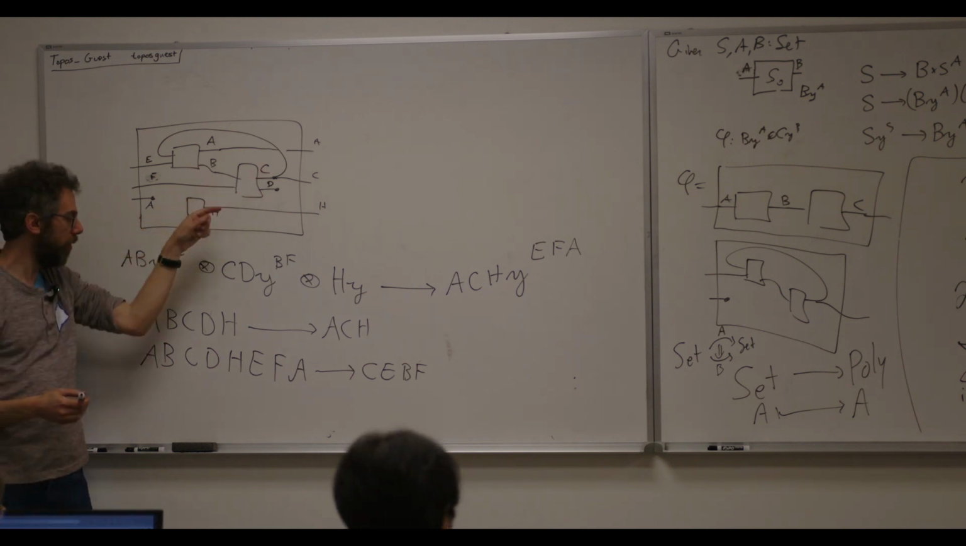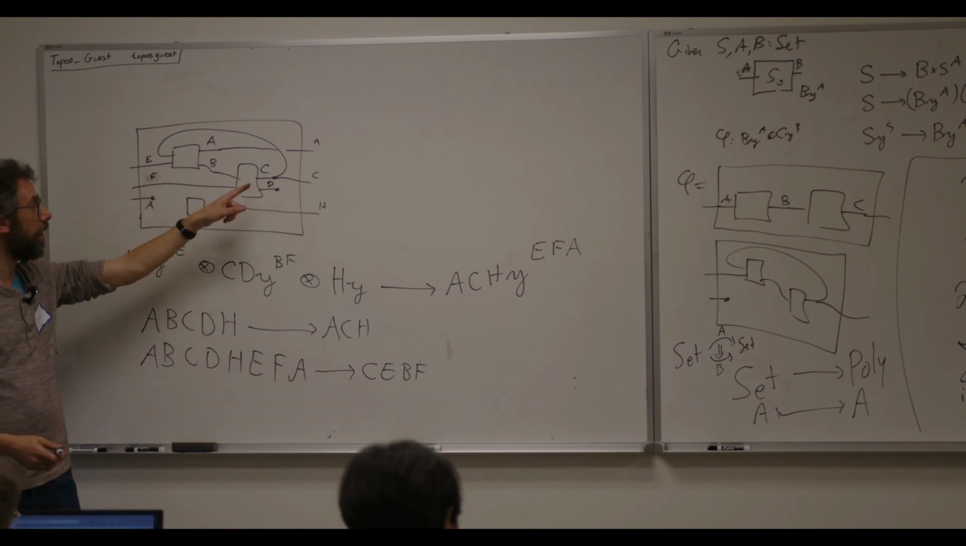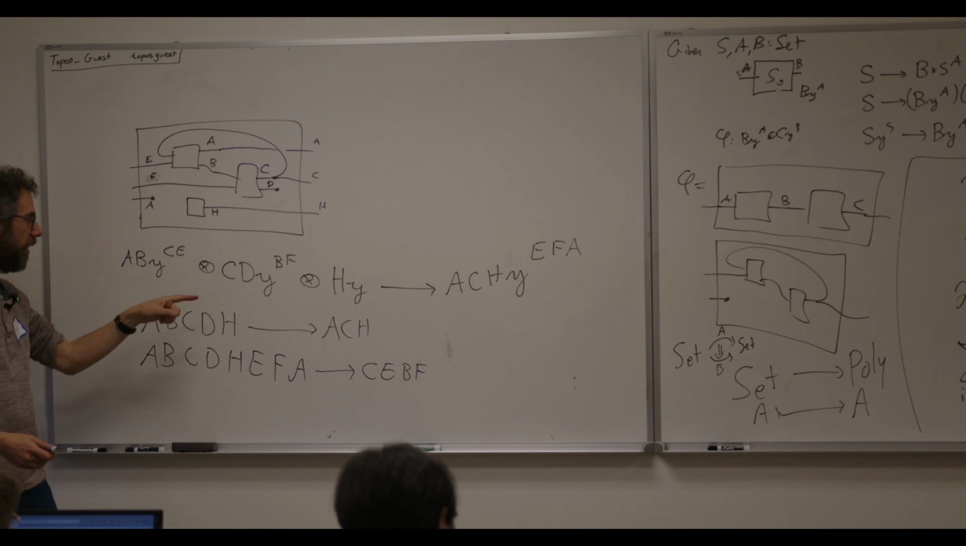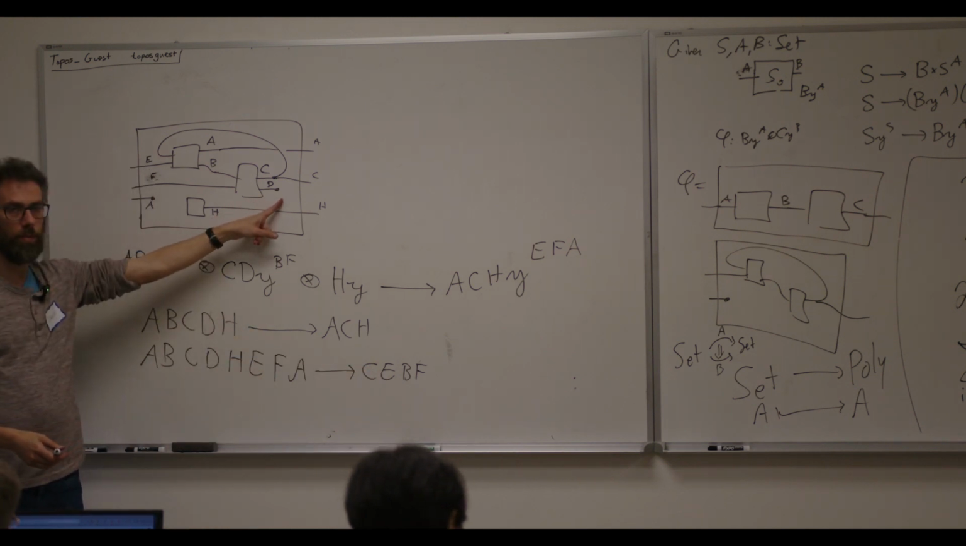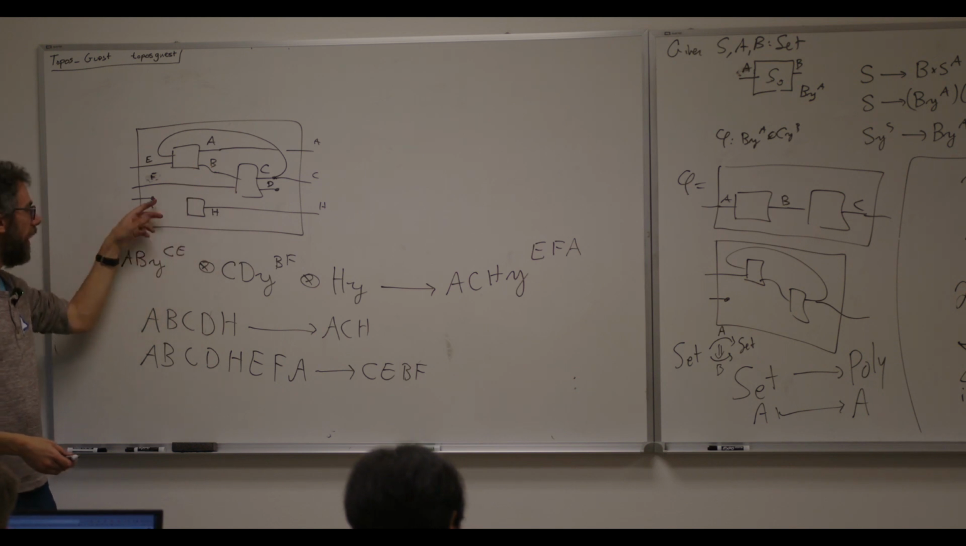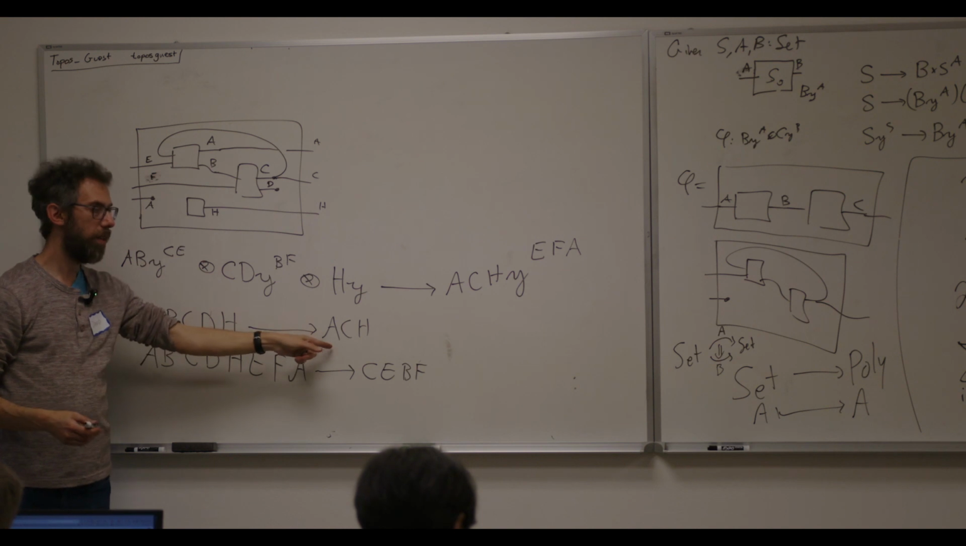This C was used twice. This C was used here, and it was again used here. And that's because this thing was splitting. This D was never used. Nobody ever asked for D. That's because D was terminated or whatever. This A was never used. This A was used exactly once.